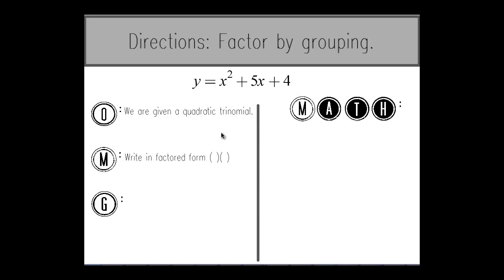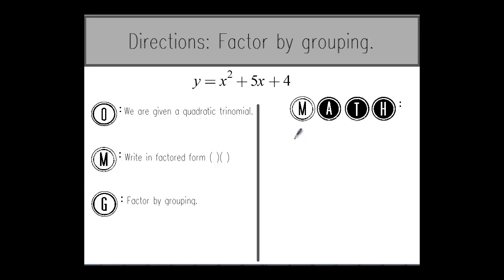Since it's a squared term, we're going to try and get it into 2 parentheses. Our game plan for doing this is to factor by grouping. That's the method we're going to be using for this. Factor by grouping is pretty simple. In order to group and factor, we have to have an even amount of terms. Right now we have 3 terms.